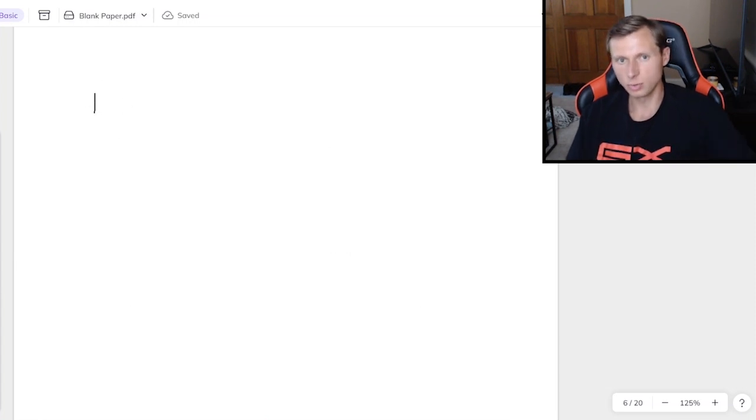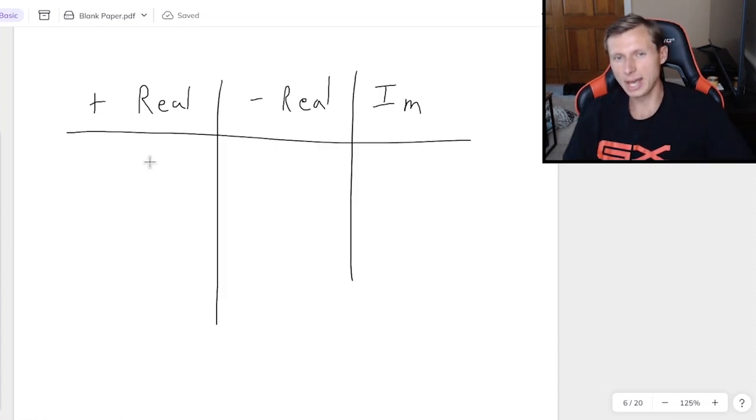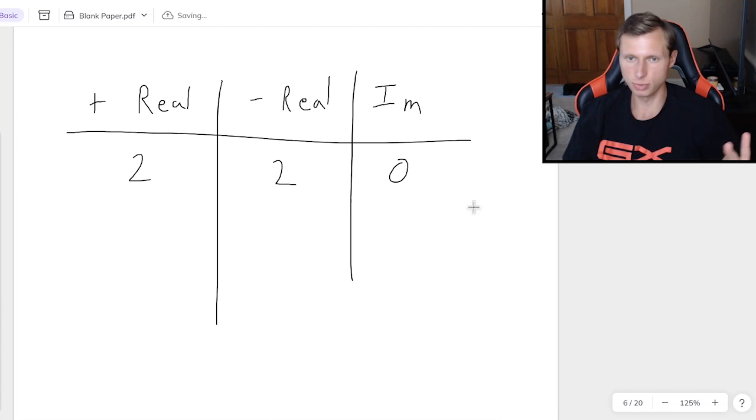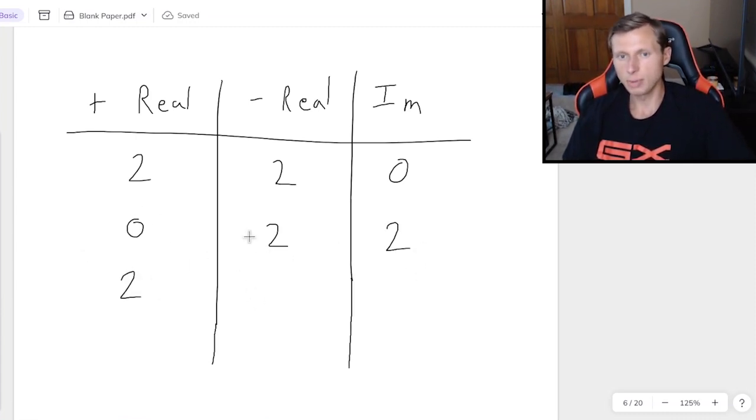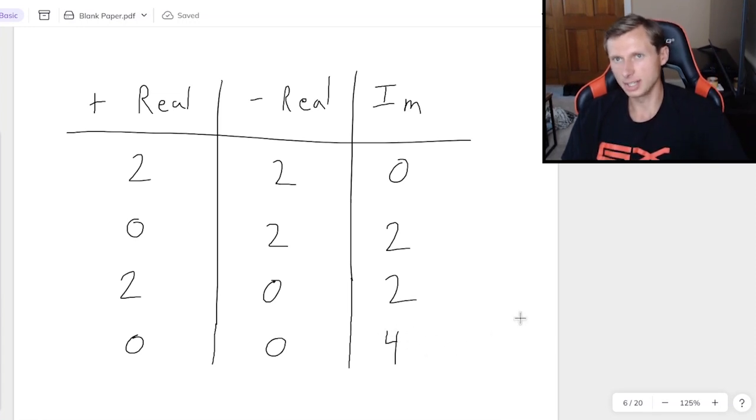And so now we'll make our sign chart. For this one we have 2 and 2 and 0 for my starting row. Then it doesn't matter which one I take away 2 from first. I'll choose the real. So 0, 2, and then the 2 that were lost go to the imaginary. Then I have to consider 2 positive, 0 negative, and then 2 imaginary. And then finally I could have 0 positive, 0 negative, and 4 imaginary. And that's all the combinations I can have. So that's it for this one.